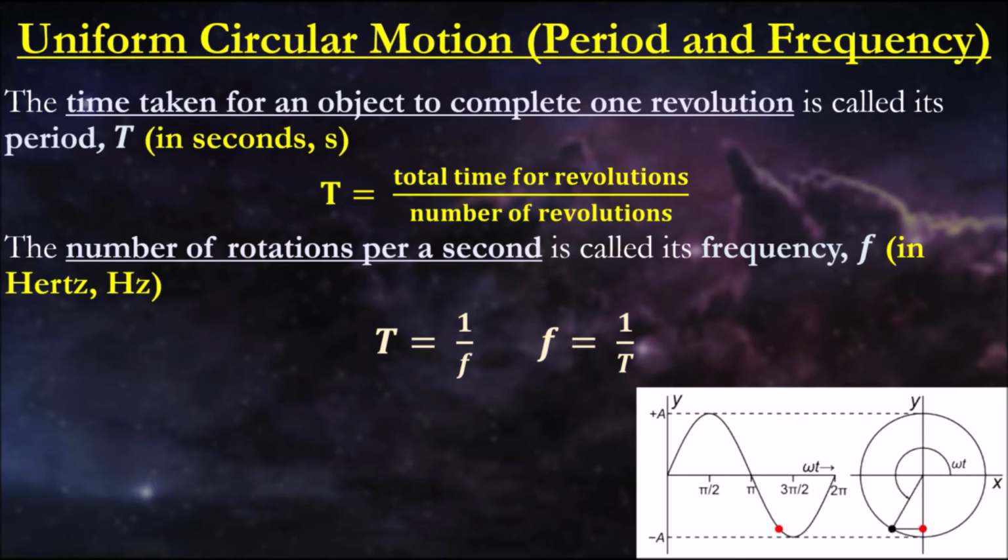All right, so let's go into now trying to work out how fast an object's circular motion is. So how could we actually work out how fast something is rotating? Well, the first thing is you can work out the total time, or the period. So the time taken for one revolution to occur. So we know that the total time of the revolutions divided by the number of revolutions will give you the time it takes for one revolution to occur. That's known as the period.